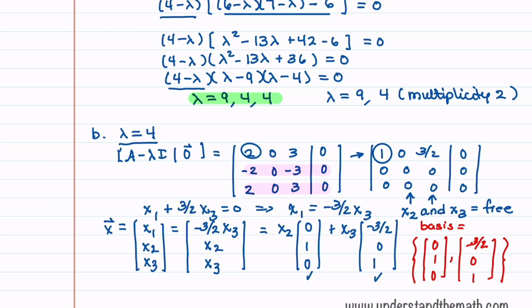Now, let's think about the geometric description. We have 2 vectors in it, so that means it's going to be a plane, and each vector is an element of R3. So our geometric description of our basis is that it's a plane in R3. Okay, we got that one done. Now I'm going to flip the page, and we're going to find the eigenspace corresponding to our eigenvalue lambda equal to 9.